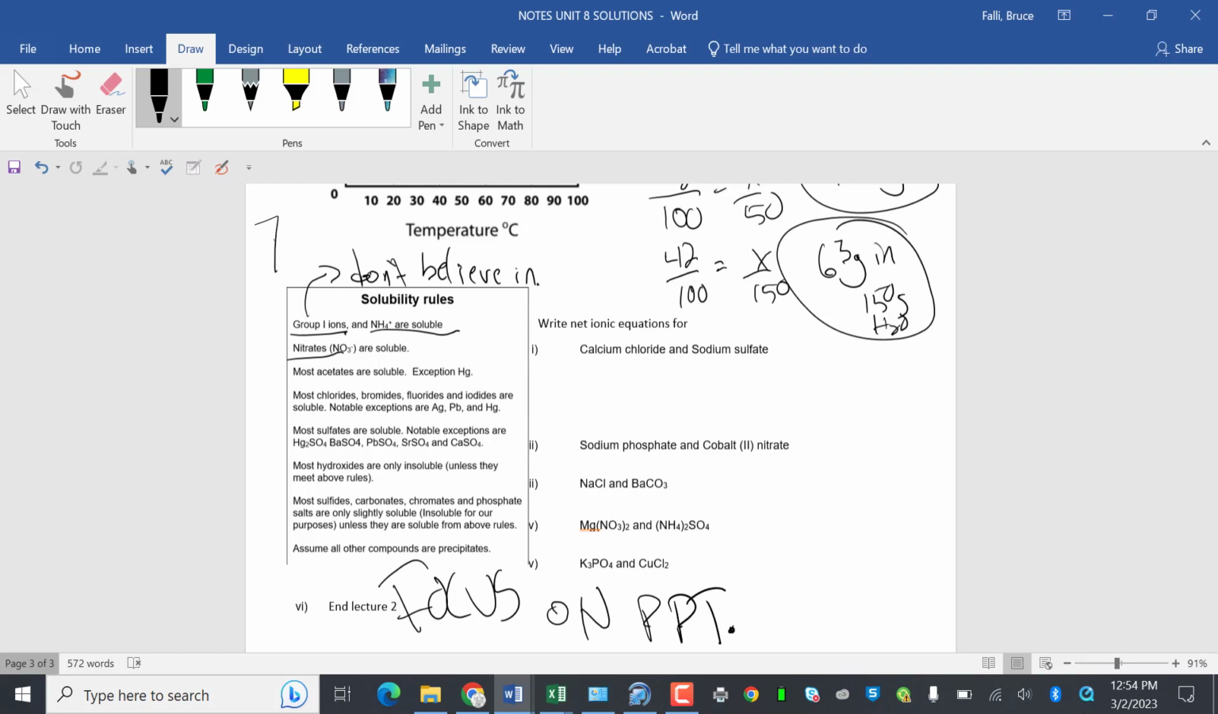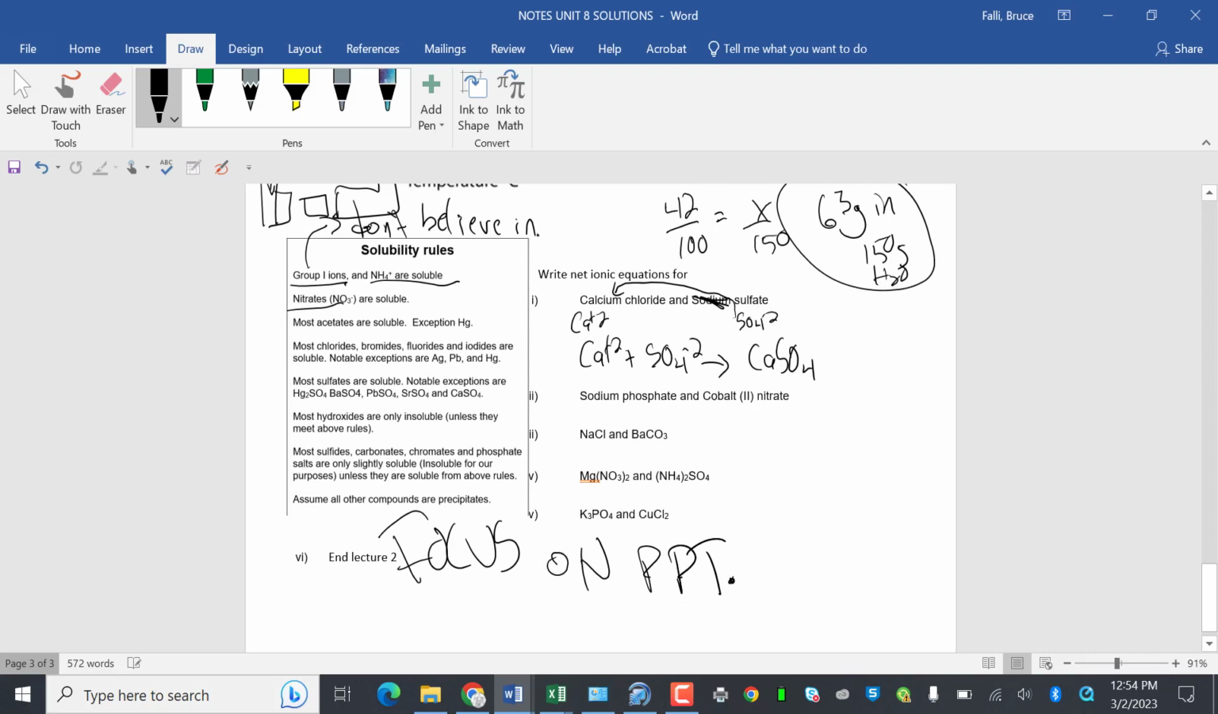Remember, the group 1 ions, if I drew my periodic table, are this first column right here. Not H, but the other ones. So, calcium chloride and sodium sulfate. You see how sodium's a group 1? Okay. So what I'm thinking now is I've got SO4 negative 2, and the only thing it might react with is the positive thing, which is calcium plus 2. So my first thought is calcium plus 2 plus SO4 minus 2 would give me CaSO4 if it's a precipitate.